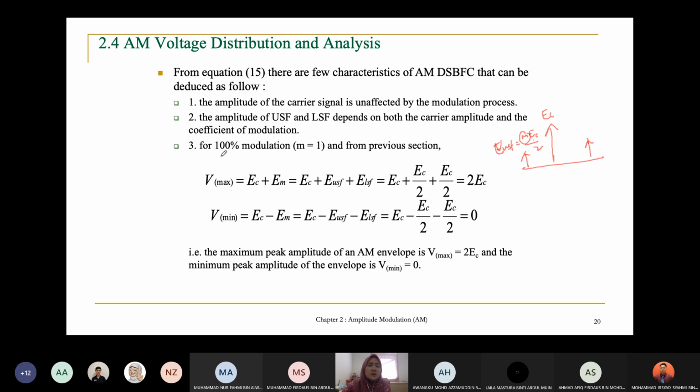And over here, it is stated that for 100% modulation, where M equals 1, if you calculate Vmax, you will get Vmax equals 2 EC, and Vmin will become 0. So why 2 EC? Because Vmax is equal to EC plus EM, and EM is EUSF plus ELSF. Because EUSF is MEC over 2, and now M is 1, it becomes EC over 2. So EC plus EC over 2 plus EC over 2, you will get 2 EC. Same for Vmin.